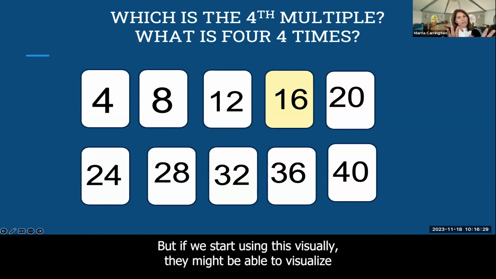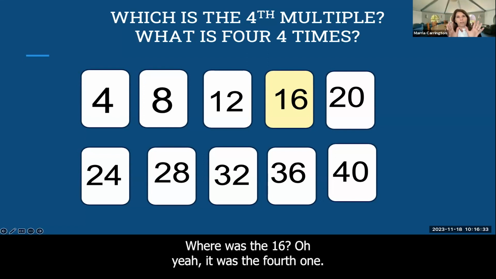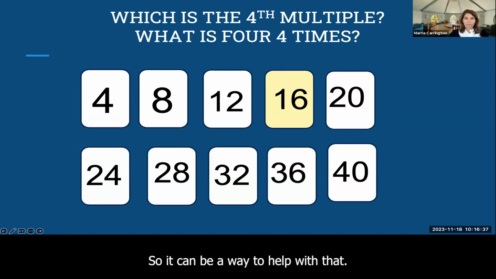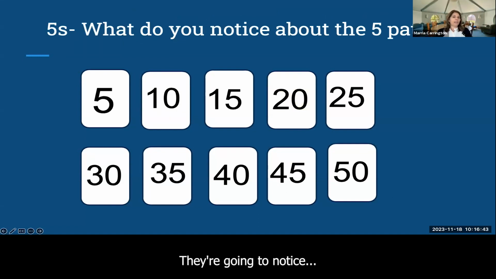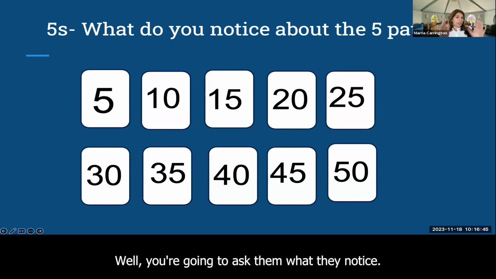But if we start using this visually, they might be able to visualize that 10 pattern. Where was the 16? Oh yeah, it was the 4th one. So it can be a way to help with that. And then also just, what do you notice about the 5 pattern, right? You're going to just ask them what they notice.